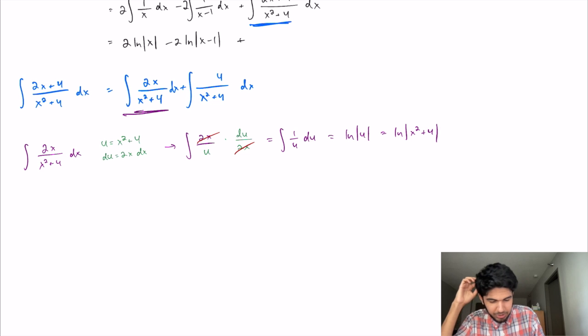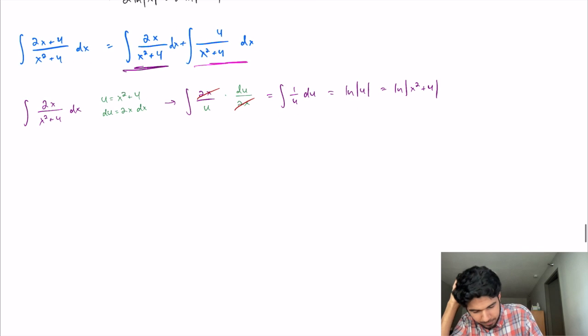Now we have to solve the other integral, which I'll do in pink. So this is the integral of 4 over x squared plus 4 dx, and now I will actually bring out that 4.